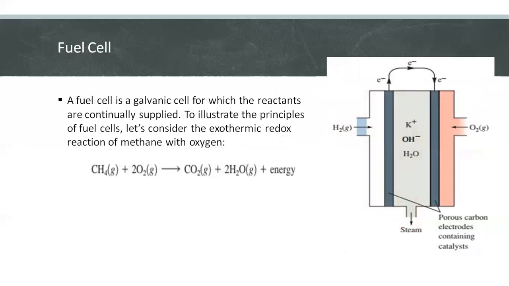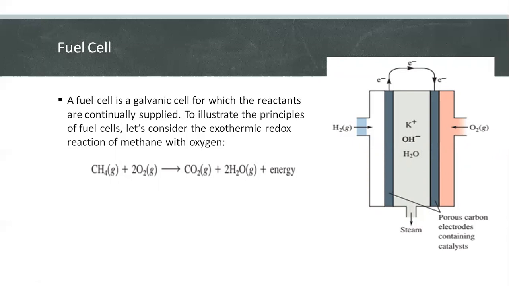Another application of galvanic cells is the fuel cell. It is a galvanic cell for which the reactants are continually supplied. To illustrate the principles of a fuel cell, let's consider the exothermic redox reaction of methane with oxygen. CH4, or methane, plus 2O2, oxygen, yields CO2 plus 2H2O plus the energy that is being harnessed from this reaction.